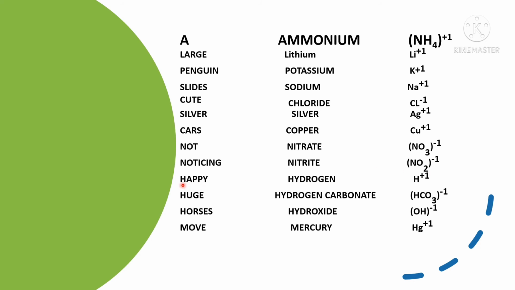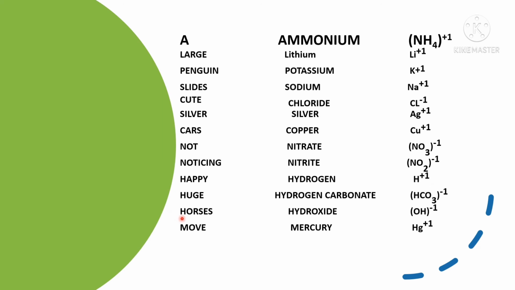The next word here is happy. Happy begins with the letter H, so the element representing it is hydrogen, whose symbol is H plus 1. The next word is huge. You notice it begins with H, so the radical representing huge is hydrogen carbonate, and it is written as HCO3 minus 1.